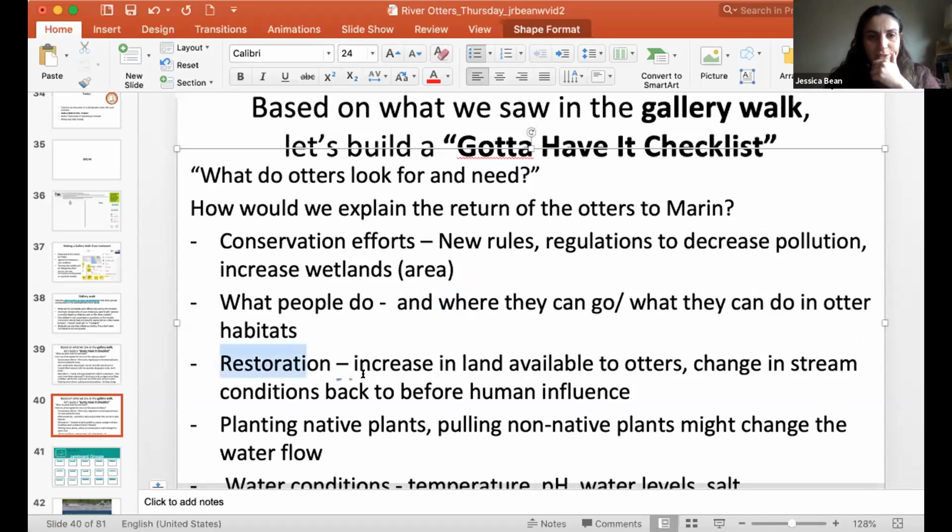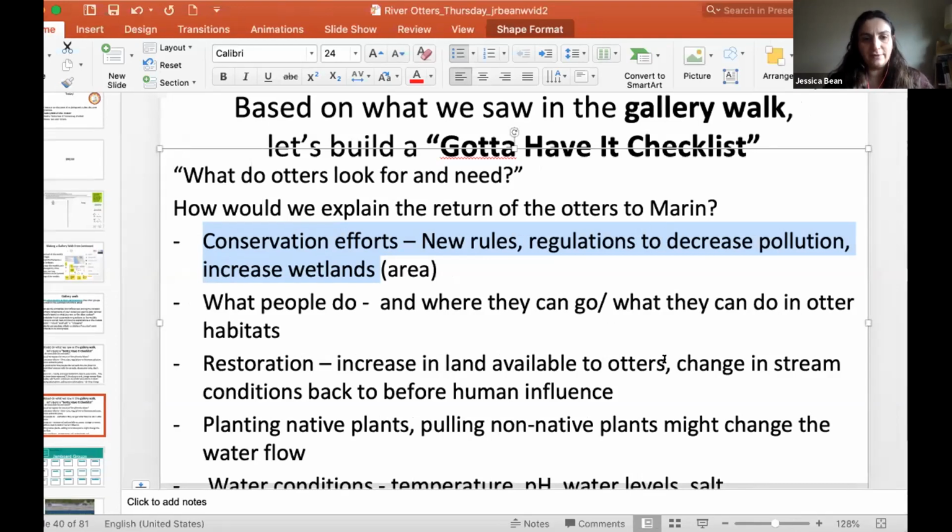And then we even went so far as to say restoration might be a part of this, right? There's conservation, so new rules that might conserve or expand areas that could not be developed or impacted, but then also restoring habitat to maybe some of the conditions prior to human influences, right? So thinking about what that might look like, and changing things like the stream flow and the conditions of the water.